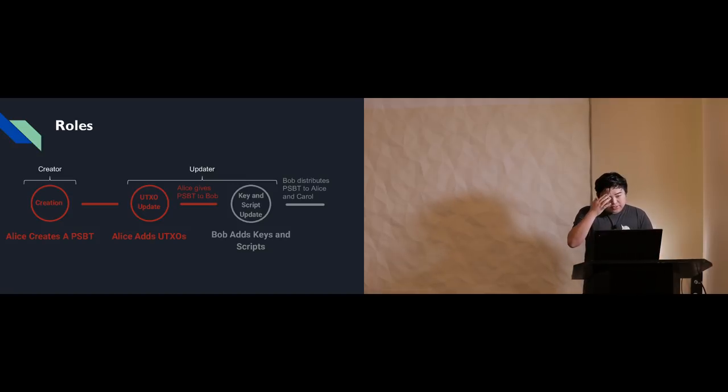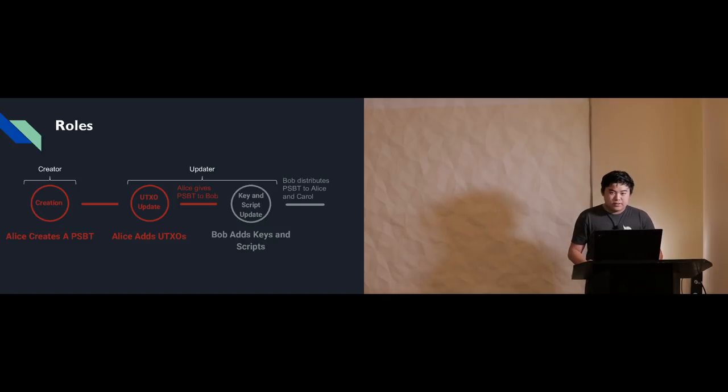Then Alice, say, has a node, but her wallet doesn't know all the redeem scripts or public keys for the inputs, so she will add the UTXO information to this PSBT. And then, because she can't do anything else with this, she's going to give it to Bob. And Bob has the scripts and key information, so Bob is going to add these scripts and keys to the PSBT. So now all the inputs have all the information needed to sign. It has the UTXOs, it has the public keys, and it has the scripts.